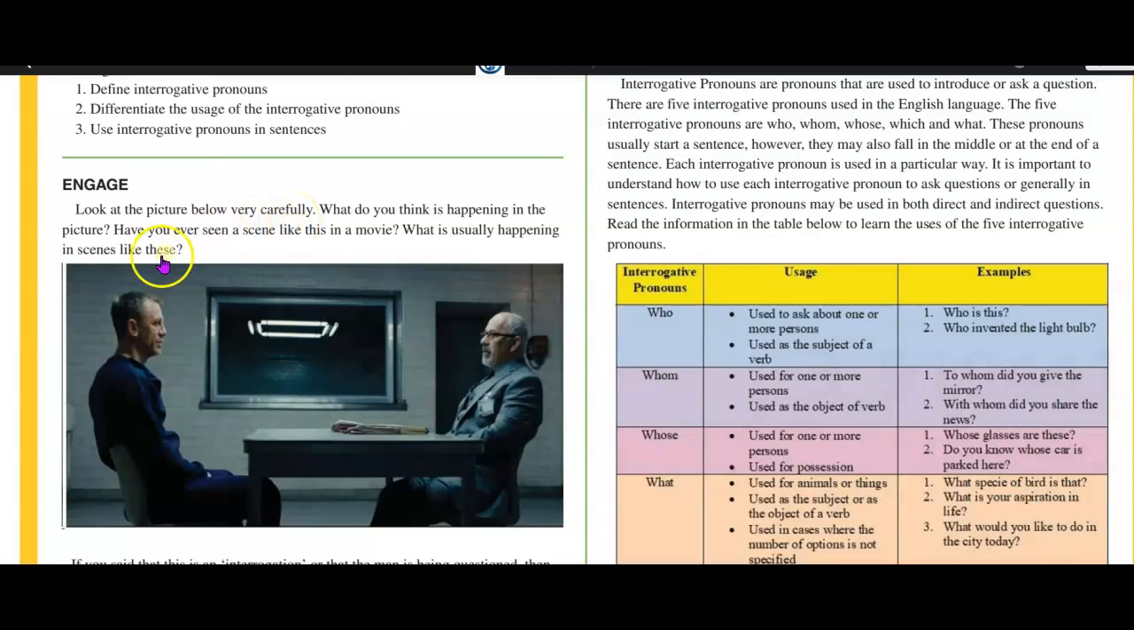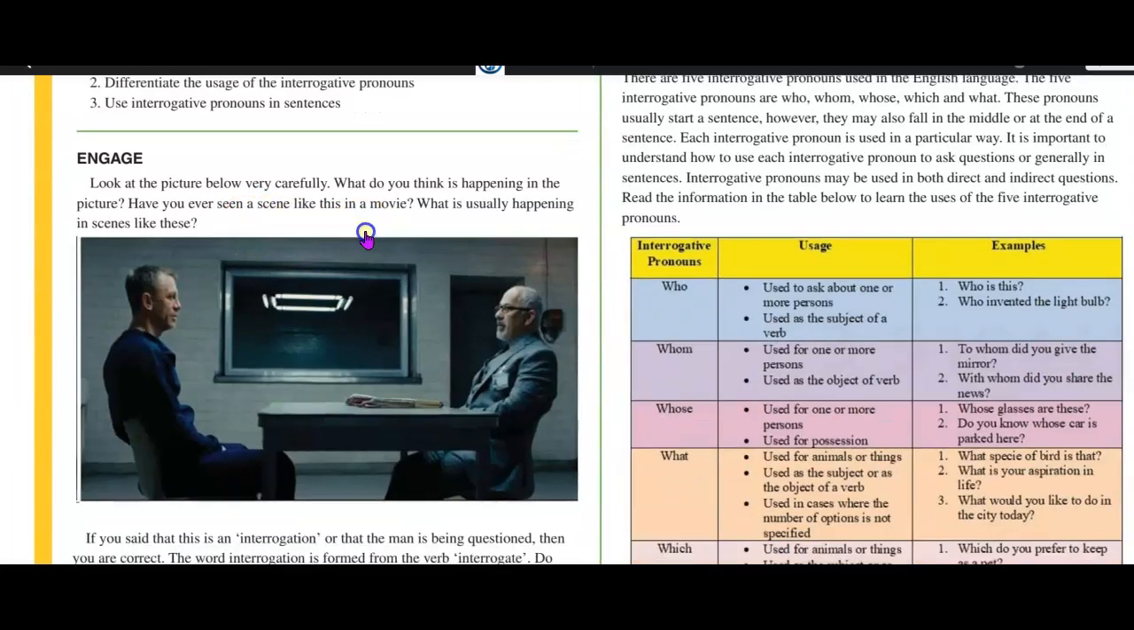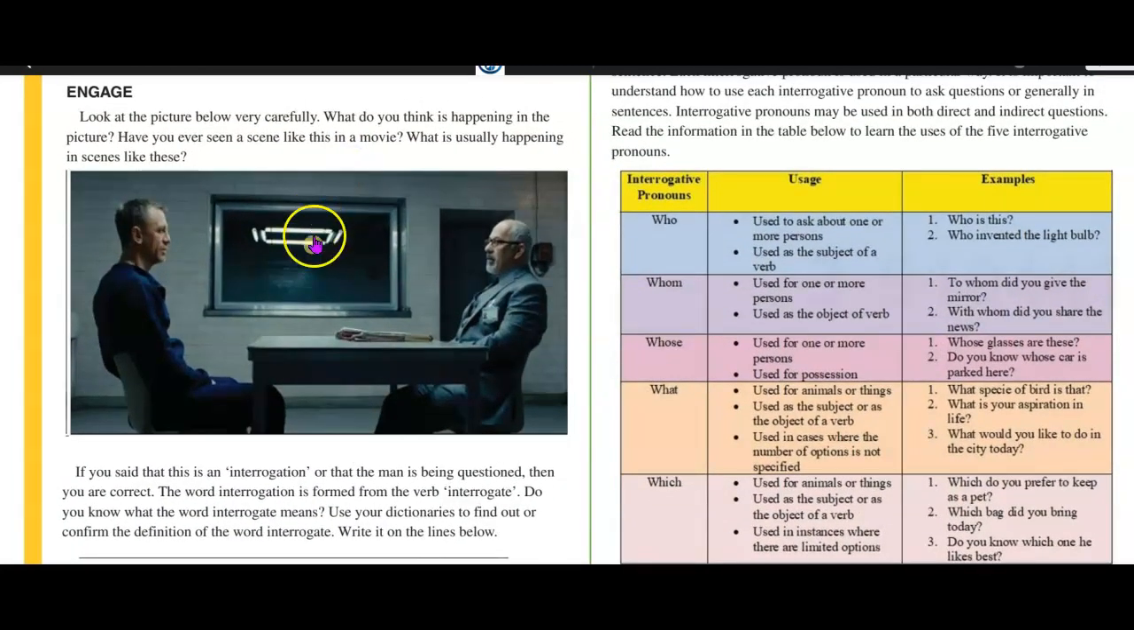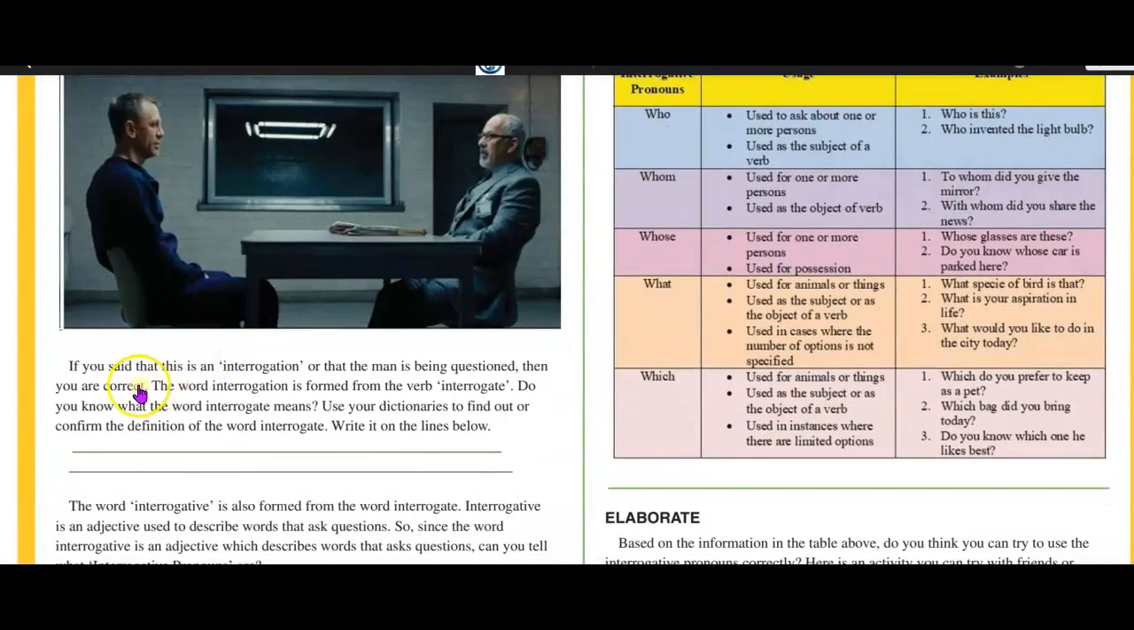What do you think is happening in the picture? Have you ever seen a scene like this in a movie? What is usually happening? Well, this looks like somebody. This is the old James Bond. Yes, looks like somebody's asking him some questions. If you said that this is an interrogation or the man is being questioned, then you are correct.